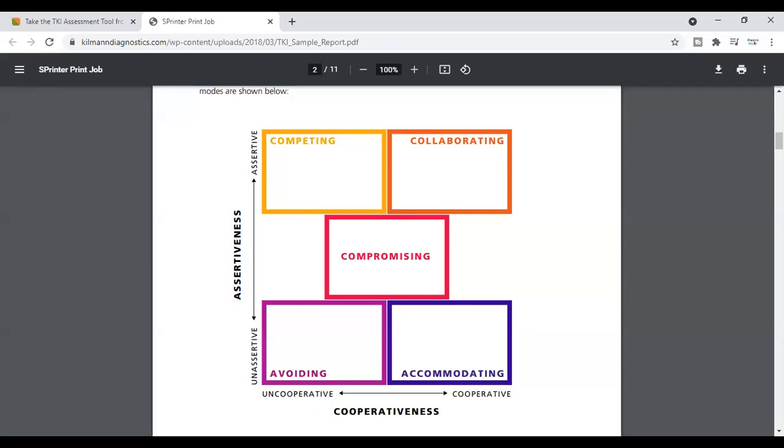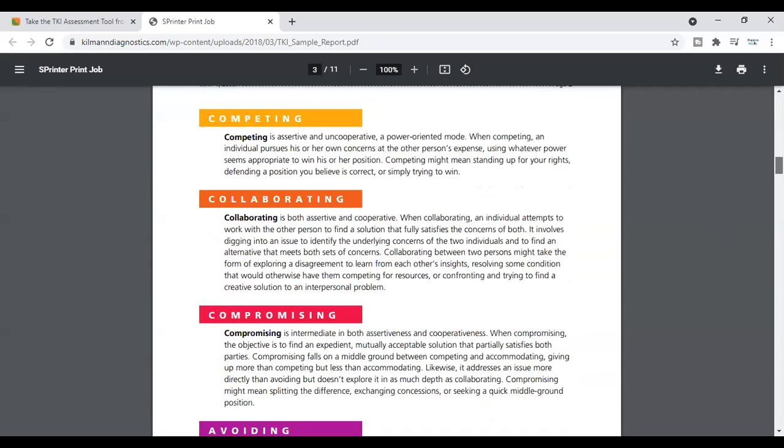I have no idea. This is why we say, let there be more eyes on the draft, because I would have straight up said, no, go to the actual source, go to Kilmann Diagnostics and check out what they have to say about this.